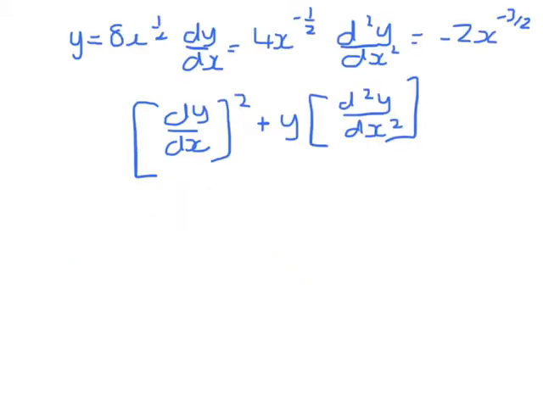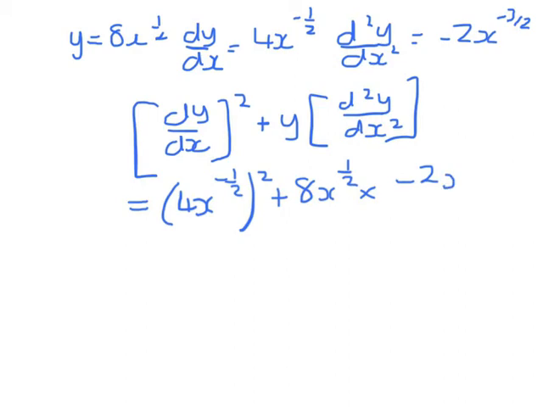Gathering together all the information, I have been asked to show that this equation is equal to 0. So I'm going to substitute in my values. dy/dx is 4x to the power minus 1/2, and we want that squared, plus y, which is 8x to the power 1/2, times d2y/dx squared, so that's minus 2x to the power minus 3 over 2.